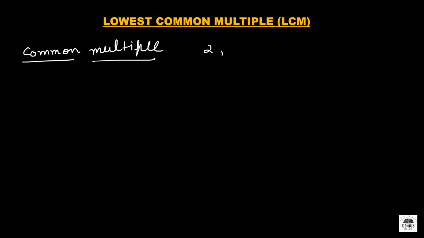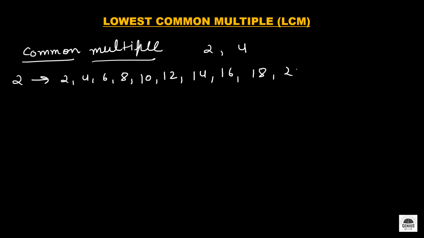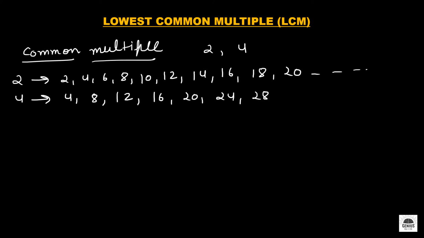I am taking two numbers, 2 and 4. First we will write the multiples of 2. Multiples of 2 are 2, 4, 6, 8, 10, 12, 14, 16, 18, 20 and so on. And the multiples of 4 are 4, 8, 12, 16, 20, 24, 28 and so on. Among these multiples, we will circle the common multiples of both numbers.